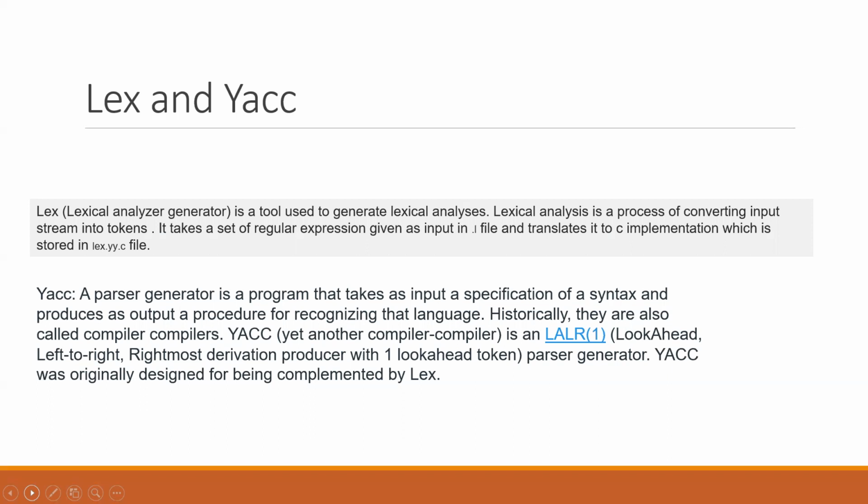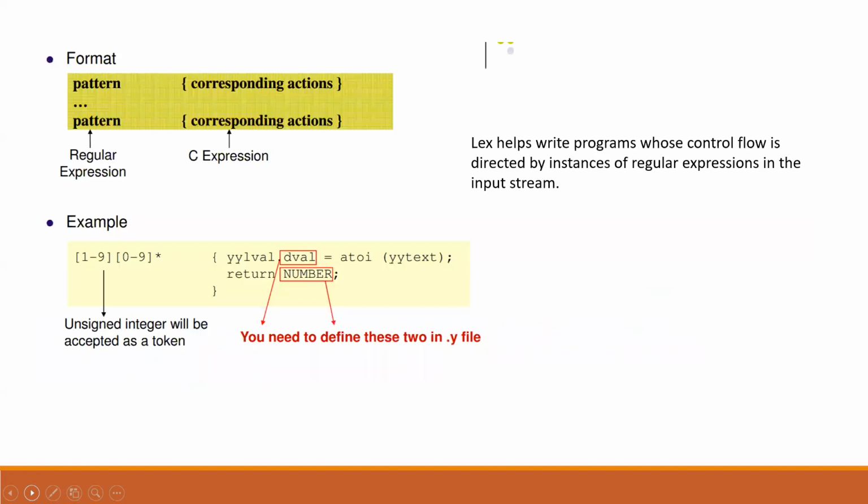Yacc, the full form is yet another compiler compiler, which is an LALR(1), that is look ahead, left to right, rightmost derivation producer with one look ahead token, parser generator. Yacc was originally designed for being complemented by lex. The format of the yacc and lex program is pattern, which is given with corresponding actions, where patterns are denoted by regular expressions and the actions by C expressions.